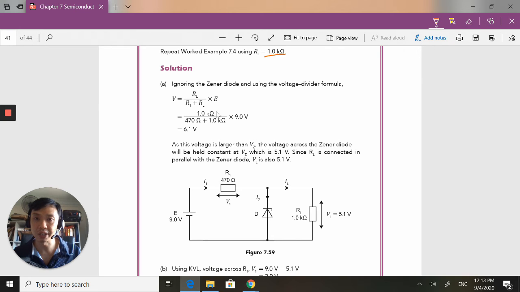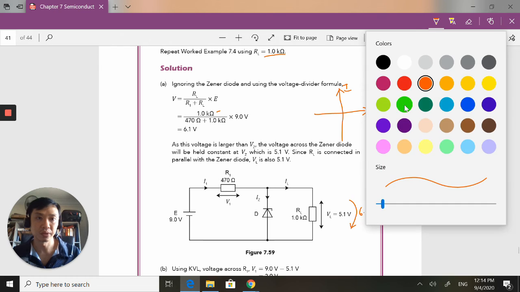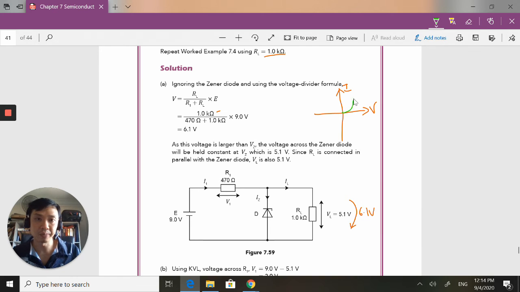This time R is 1000. And I find that the voltage drop across here is actually 6.1 volts. Now, let's draw the IV characteristic graph again. Let's go back to maybe green this time. Same thing, I'm not too particular about what's happening here when it's forward bias because it is reverse bias. So I look here. The Zener voltage is 5.1. Now we are good because the voltage across it is 6.1 volts.